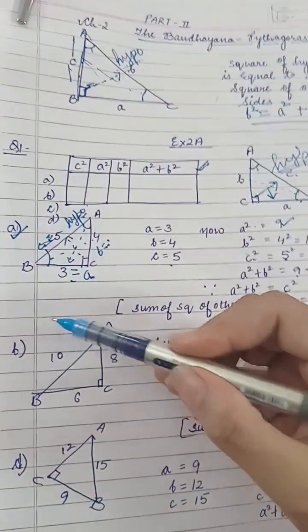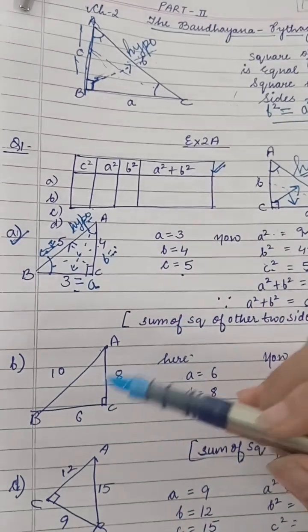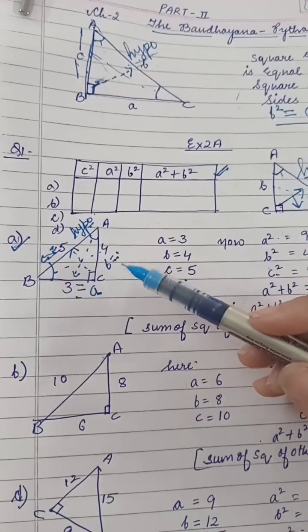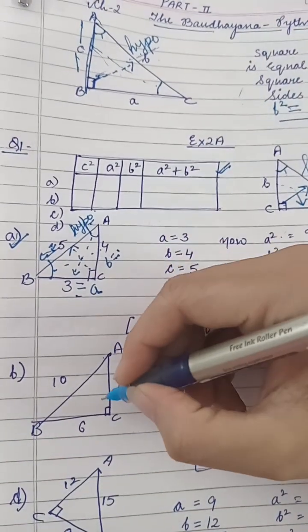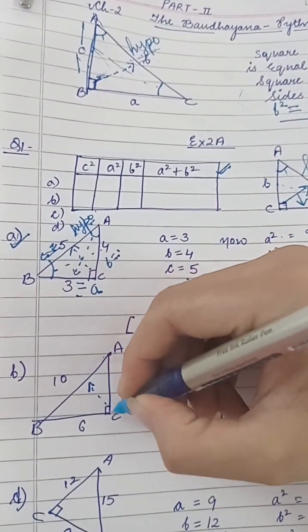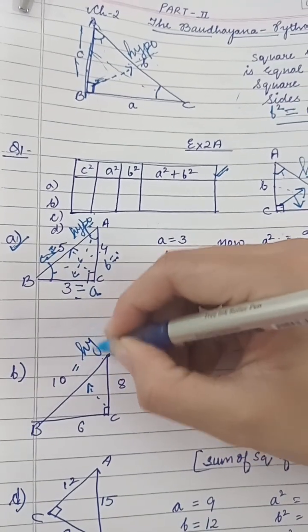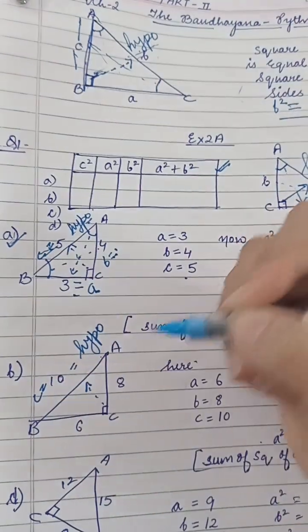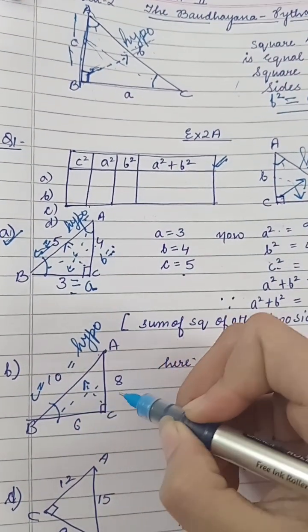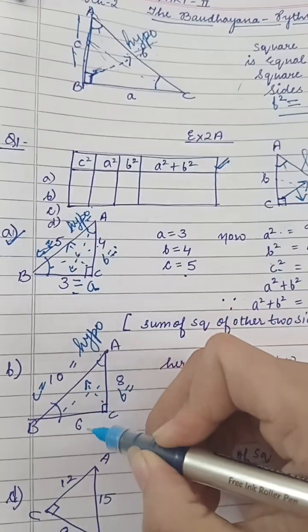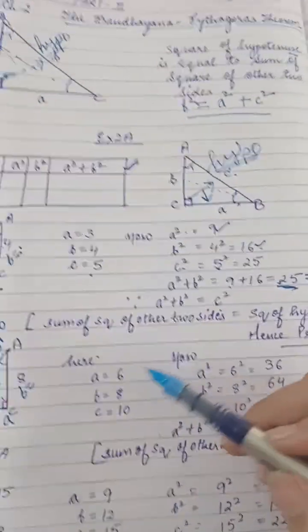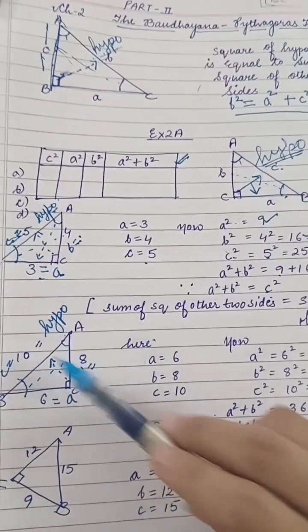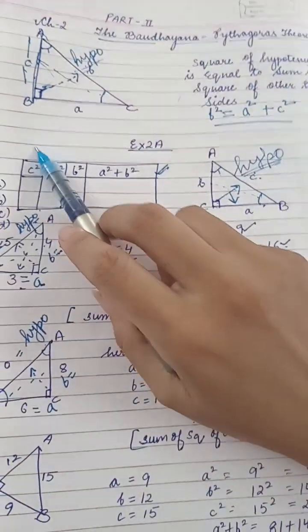Coming to the B part, now all the four parts are same. The next three parts are exactly same like A part. Okay, you can do it. Opposite to angle C, that is 90 degree, always hypotenuse. Okay, and this is the value of C. Opposite to B will be the value of B, and opposite to A will be the value of A. I have written here. A is 6, B is 8, C is 10. Now I have taken the squaring.